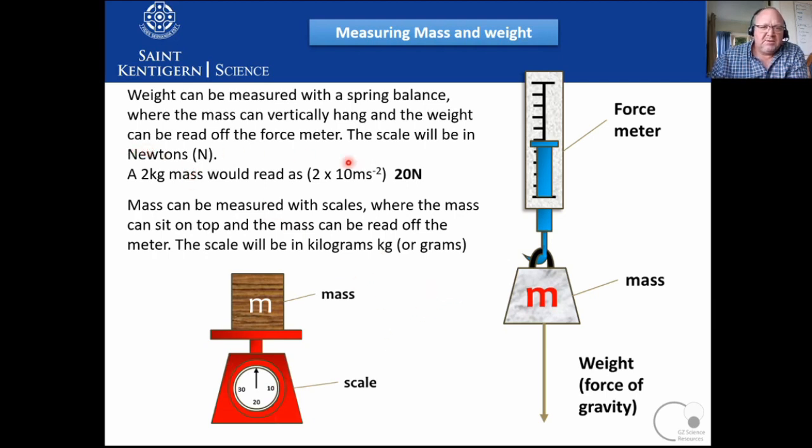Now the scale will be read in newtons. Weight can be measured with a spring balance. Mass can vertically hang and the weight can now be read on the force meter. The scale will be in newtons because weight force is newtons. Mass is kilograms. I know it's confusing because we talk wrong in the general population. We say our weight is 2 kilograms. That is not true. Your weight is always a force. Your mass is your massiveness.